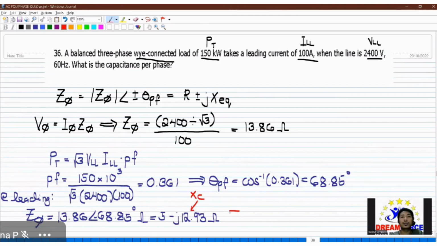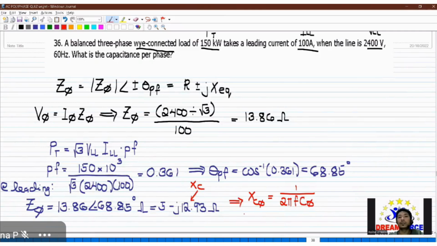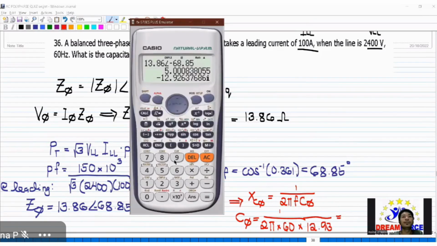Okay, then lastly, ang hinahanap is the capacitance per phase. So using your formula, yung XC per phase natin is 1 divided by 2 pi FC per phase. So solve C per phase now. Kung walang binigay, assume 60. Okay, so 60 naman binigay sa ating problem. So 2 pi times 60 times, syempre neglect the sign, no? So wag mong ilalagay na negative 12.93. Yung negative indication lang yan na capacitive.